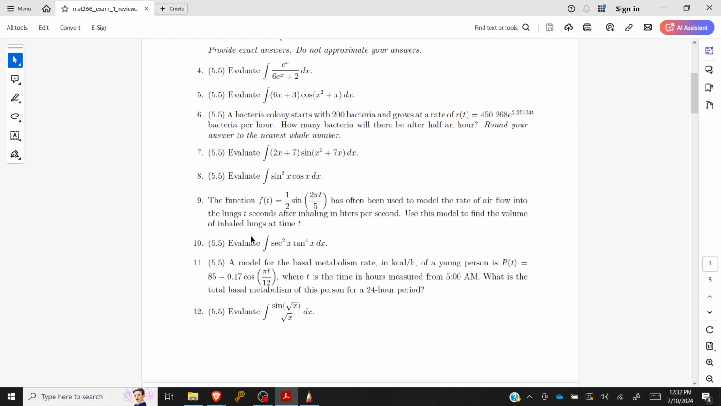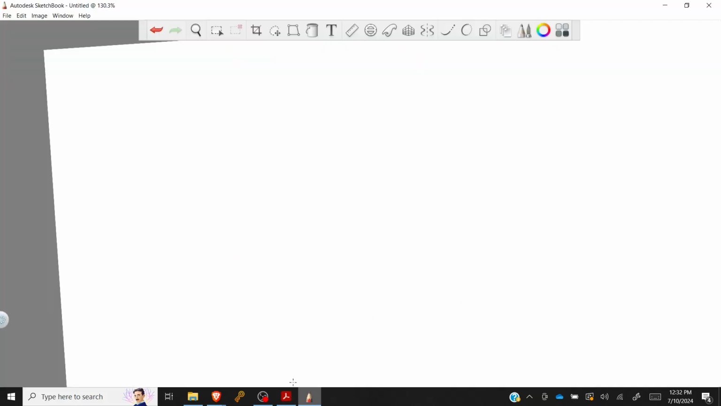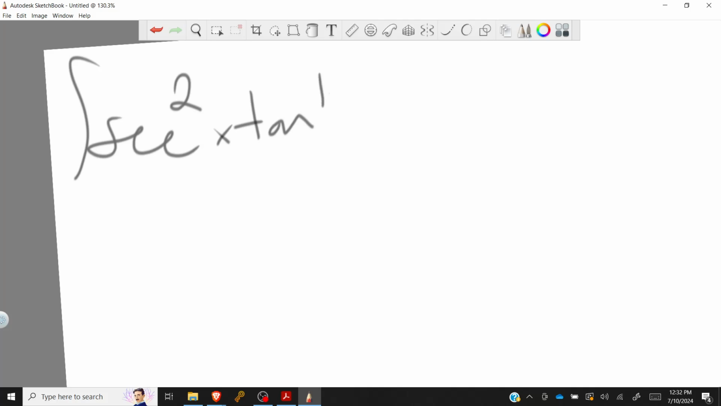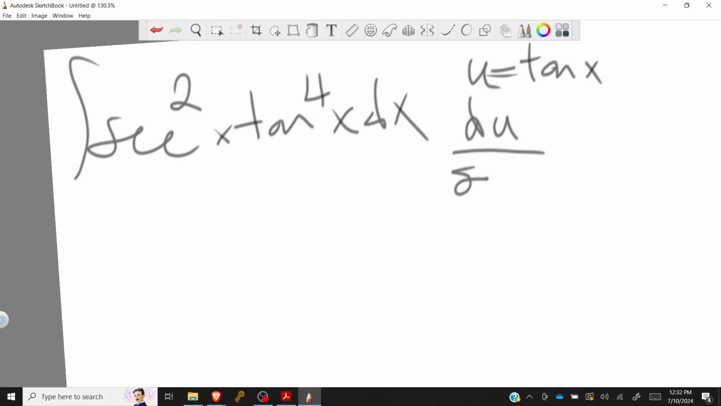Let's look at number 10. Secant squared x tan to the 4th x dx. So again, you could do integration by parts if you so wish. That might be very difficult though. So I'm going to do u is equal to tan of x and du over secant squared x equals dx.